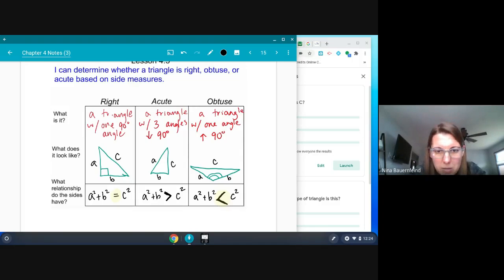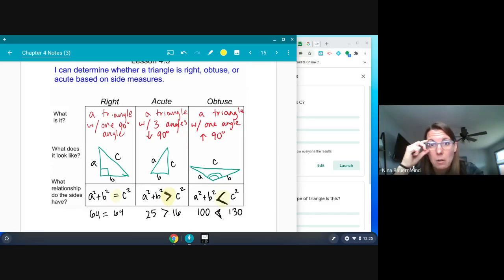When I say bigger, what I mean is like this side might be 25 and this side is 16. So that would be acute. If this side comes out as 100 and this comes out as 130, it's going to eat the 130. That's where the teeth go. So that would make that an obtuse triangle. And if this one comes out like 64 and 64, those are equal. So what we're going to do below is some calculating to identify what kind of triangle is what.